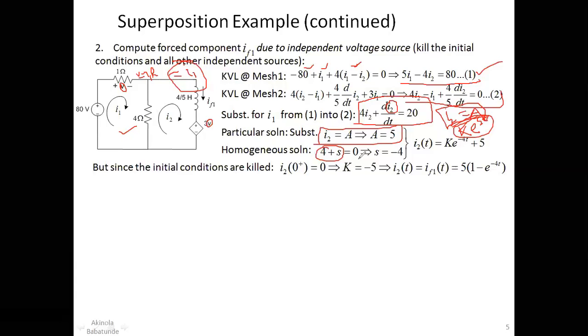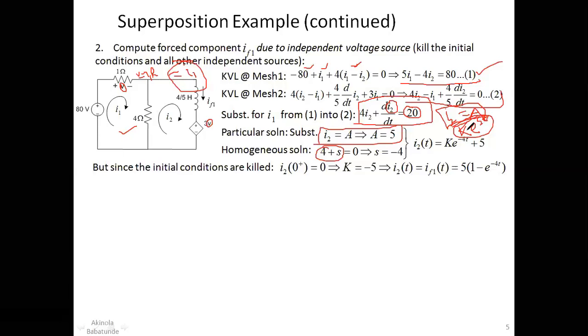Okay, so by now, once you get used to these kinds of expressions, when you see something like this, you automatically know that the homogeneous equation will be 4 plus s equal to 0. You can't equate it to 20, because we're dealing with the homogeneous characteristic equation. It will be equated to 0. So you have 4 plus s equal to 0, and then your s will be equal to minus 4.